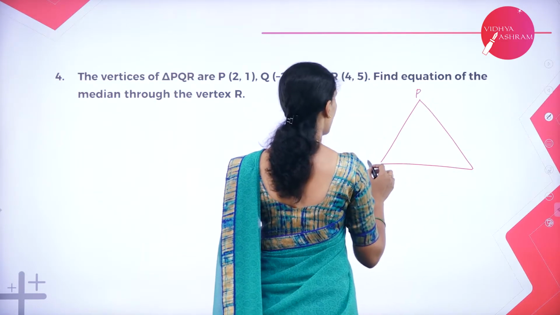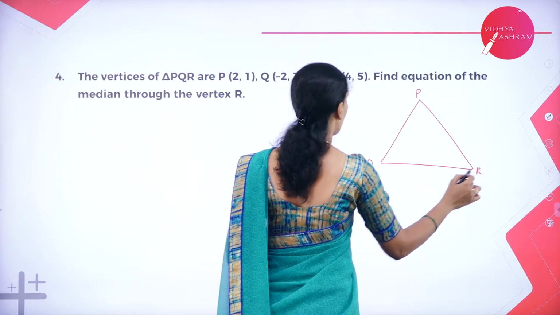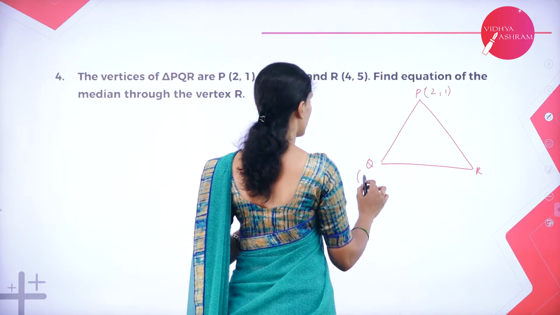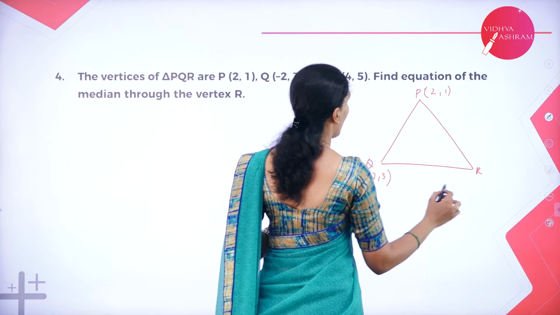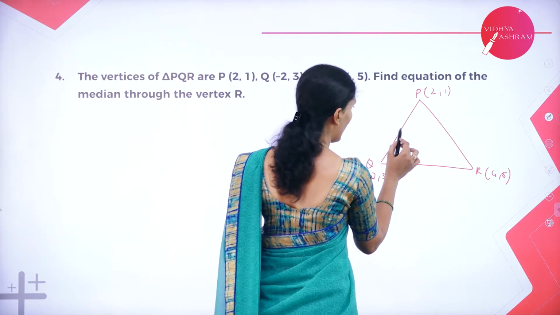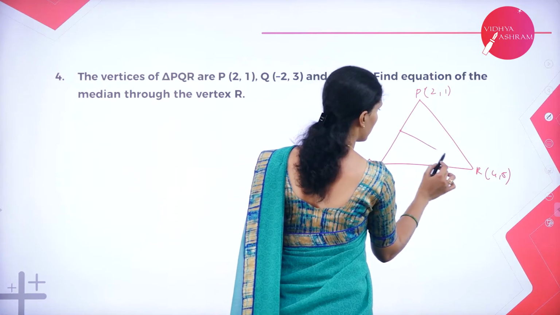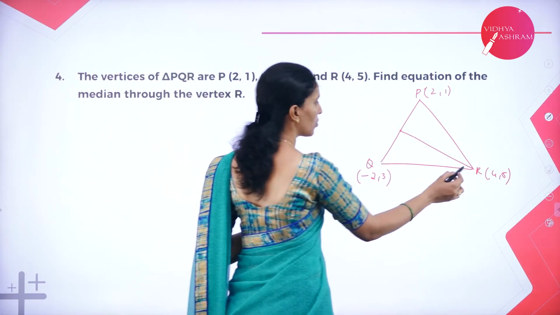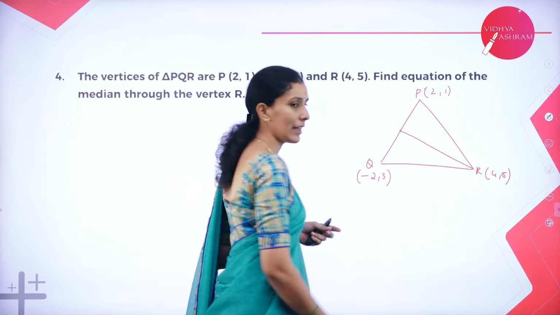So here it is P, Q, R. Point P is (2, 1), Q is (-2, 3) and R is (4, 5). So I have to draw a median from the vertex R, which is a straight line. Now I need to find the equation of this line.